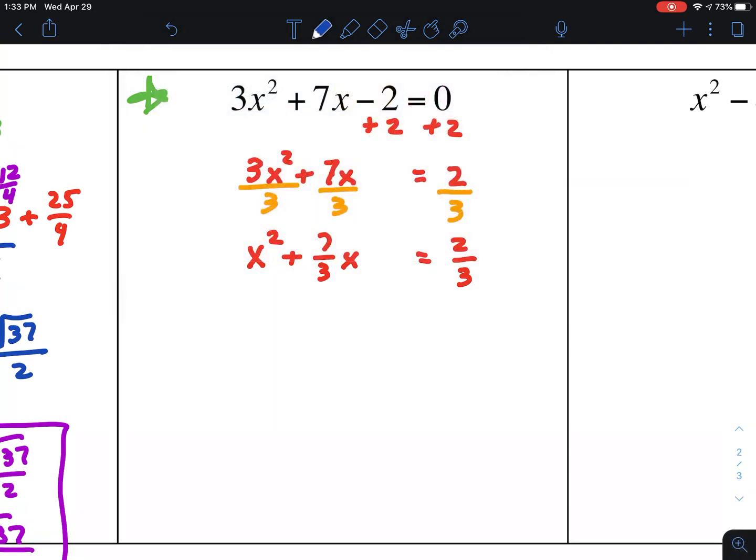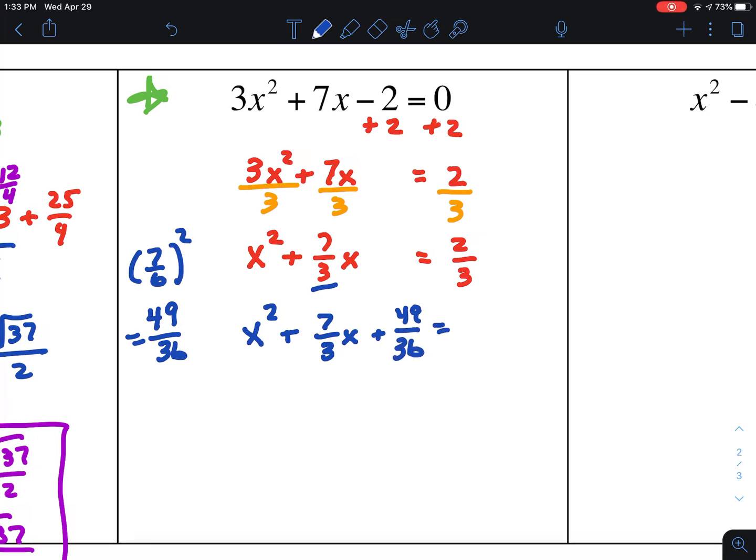So, do you remember how to do that? Take your b, 7/3, cut it in half. So how do you cut a fraction in half? Well, you just double the denominator. So 7/3 divided by 2 is 7/6. And 7/6 squared is 49/36. Okay, so we're going to add 49/36, so plus 49/36. We're going to add that to both sides.